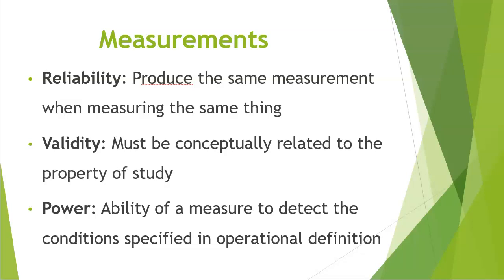And then the final one is power. So power just means the ability of a measure to detect the conditions specified in the operational definition. So again, if we're talking about smiling, it's the ability of a measure to determine whether a person is smiling when they're actually smiling or not. And then, of course, the opposite, the ability to detect when a person's not smiling when they're actually not smiling. So how well is your measure doing its thing? So this is, again, where you need a good operational definition.